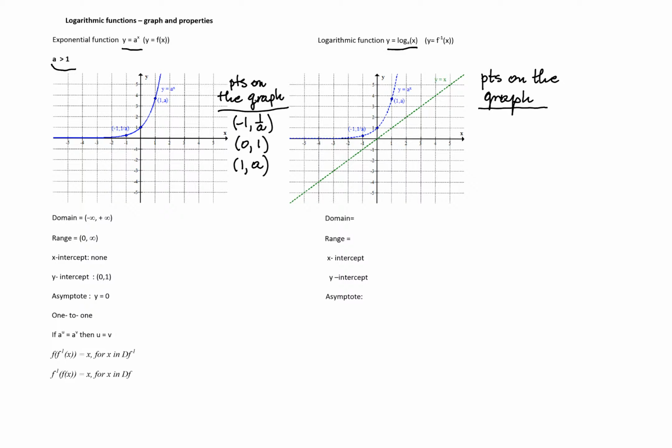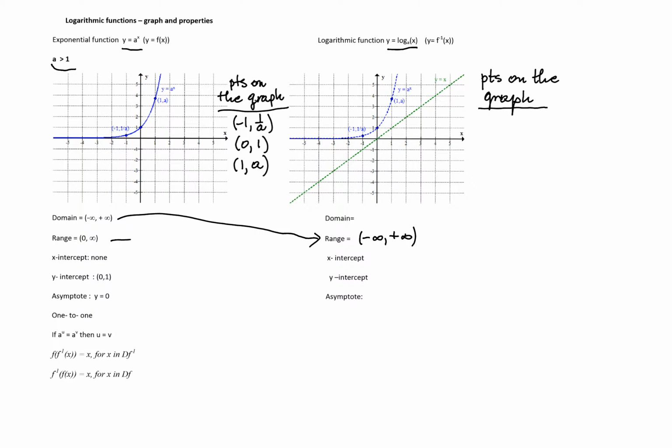Properties of the exponential function are listed on the left. We'll use them to generate properties for the logarithmic functions. We'll start with the domain and range. Since the domain of a function is the range of its inverse, we can say that the range of the logarithmic function is the interval from -infinity to +infinity, which means that the value of a logarithm can be any real number.